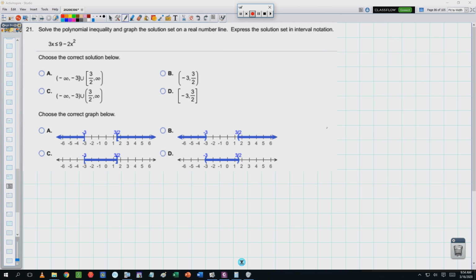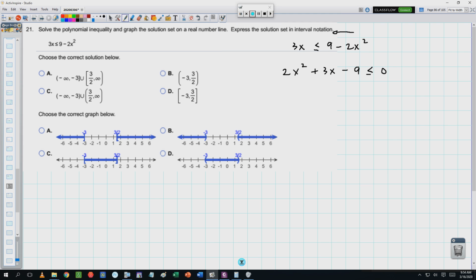Away we go. Solve the polynomial inequality, graph the solution, and do the interval notation. This is a mess. Let's bring everything over to the same side. I don't like the x squared being negative, so I'm going to take everything over to the left. Positive 2x squared. The 3x was already there, and then I'll bring the 9 over.